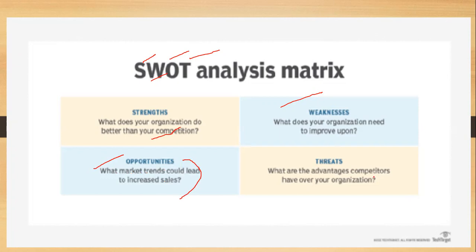Threat: what are the advantages competitors have over your organization? That can be a risk, that can be your competitor, and that can be the policy of your competitor. That is a benefit for the competitor, but at the same time a threat for you. So that is about SWOT analysis.